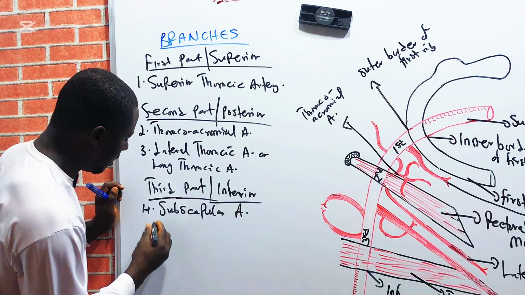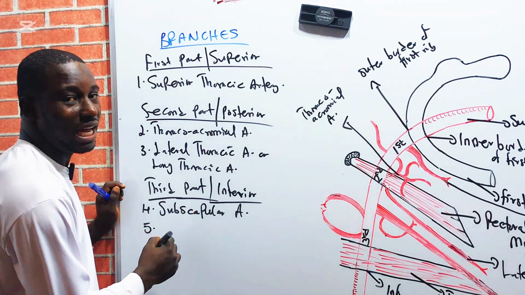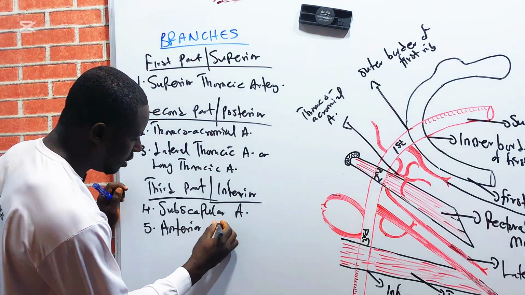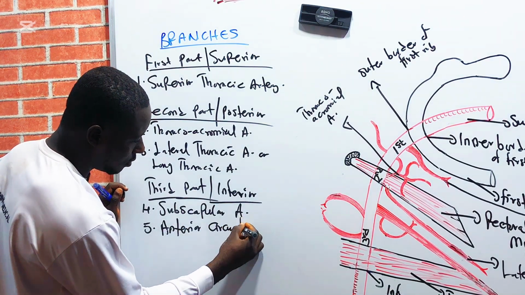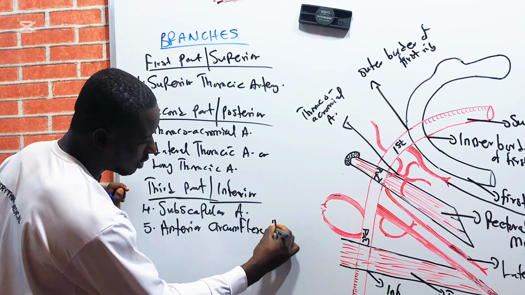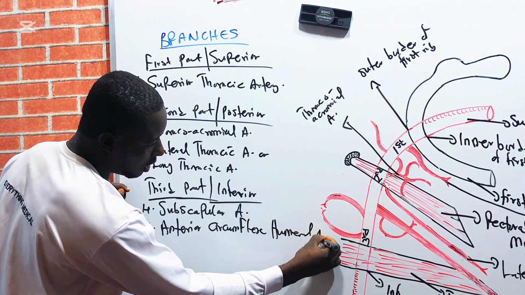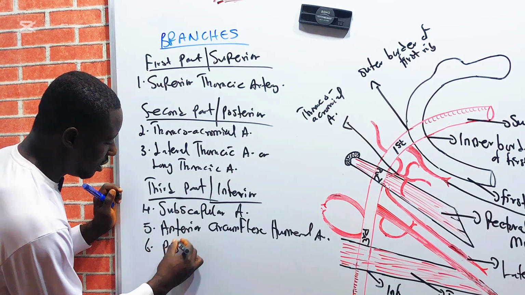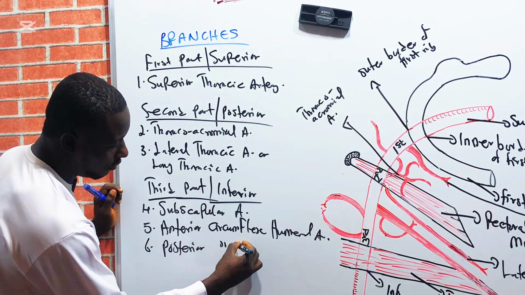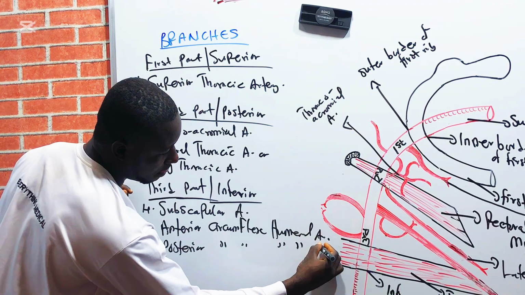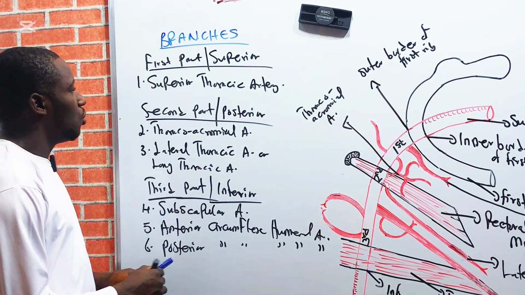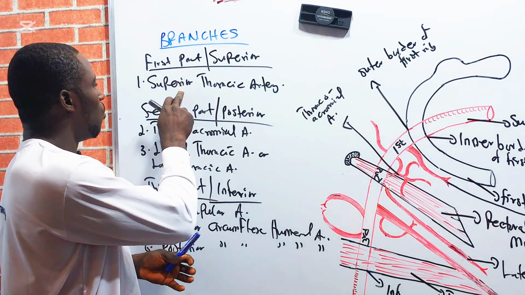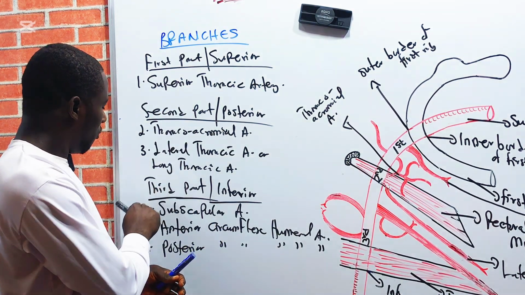The subscapular artery. The number 5 is the anterior circumflex humeral artery. The number 6 is the posterior circumflex humeral artery. Okay, so the branches of the axillary artery are six branches: 1, 2, 3, 4, 5, 6.